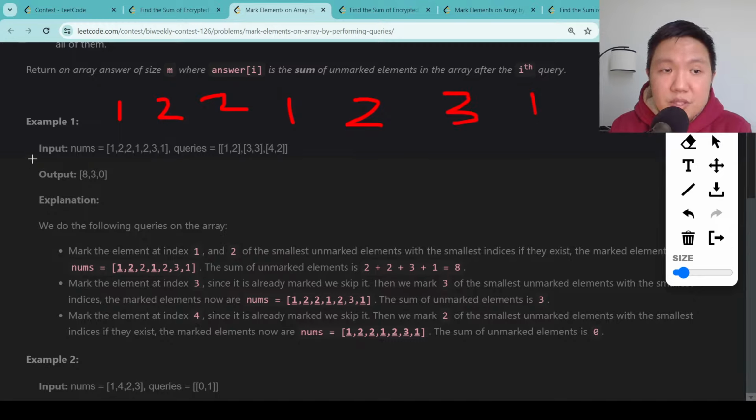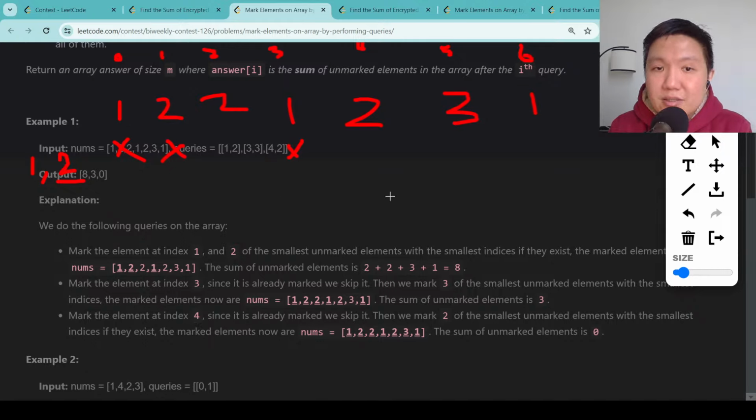So in queries, the first query is 1, 2. So 1, 2, it says one query actually has 2 steps. Step 1, this 1 over here, we're going to mark index number 1. So 0, 1, 2, 3, 4, 5, 6. We're going to mark index number 1. And then we're going to pick 2 of the smallest remaining elements to mark. So the smallest remaining is this guy, and this one over here. So these 2 are marked.